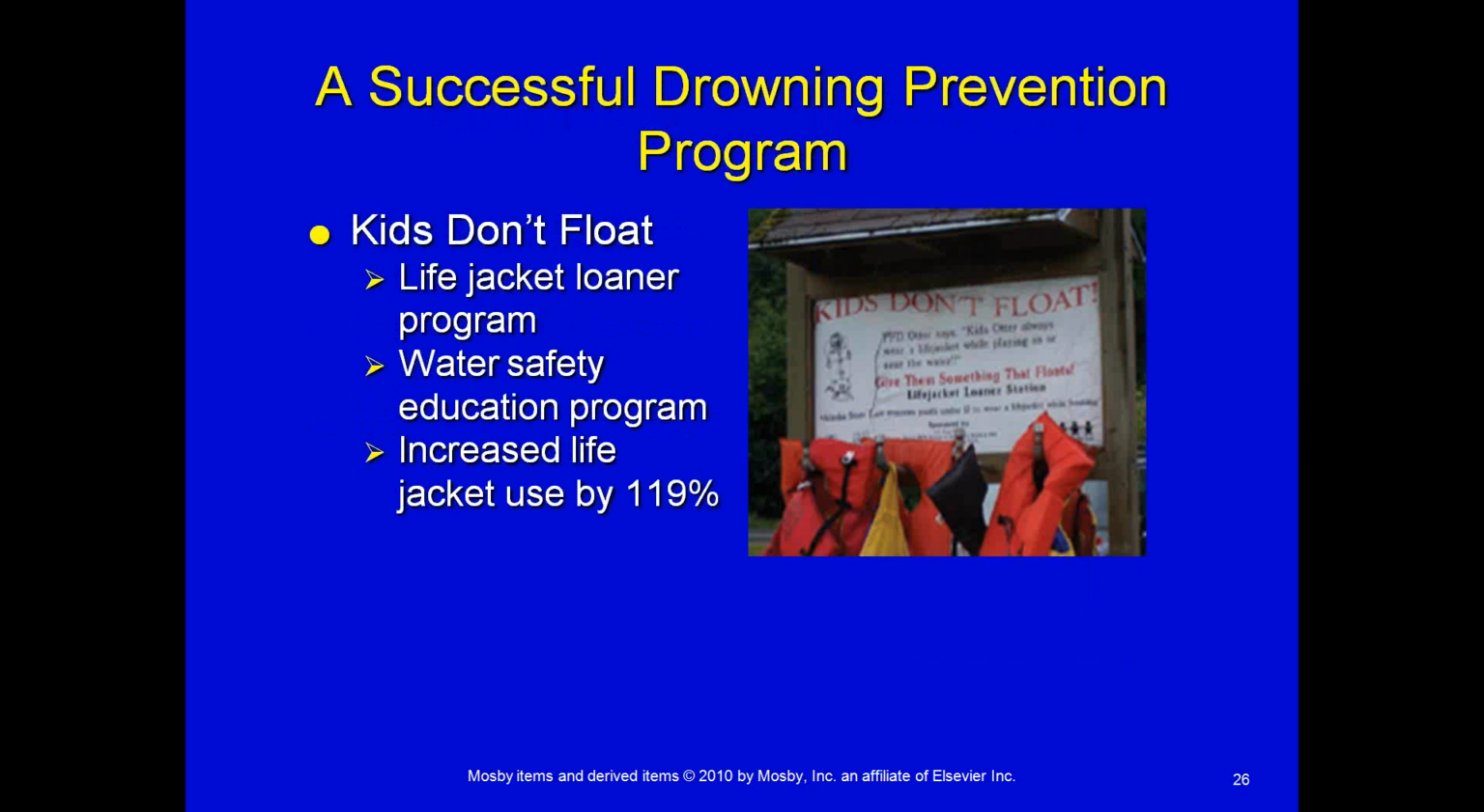Some really successful injury prevention initiatives include Kids Don't Float. It's a life jacket loaner program where they hang these life jackets outside. They provide water safety education to kids about the importance of wearing life jackets when around water. And what they did notice in comparing life jacket use before and after the implementation of this program is that life jacket use increased by 119%.